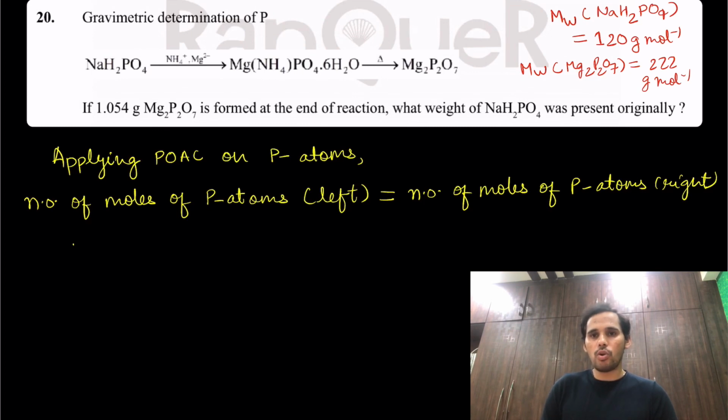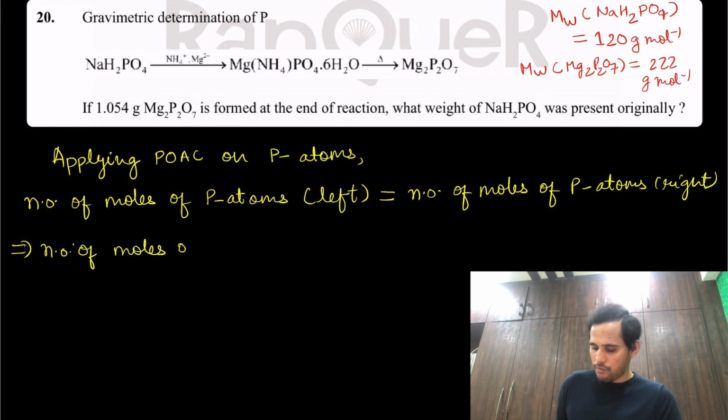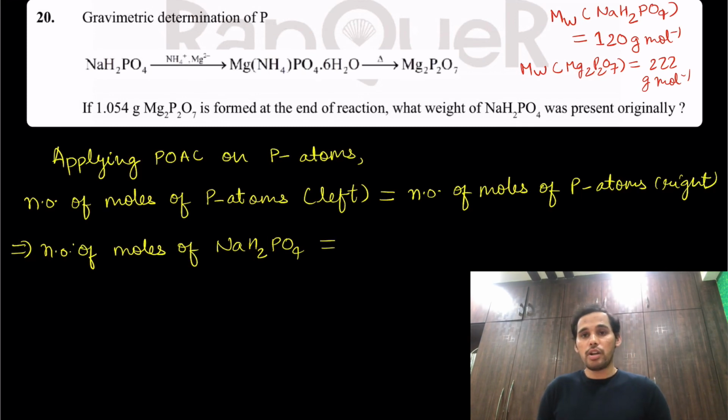And one molecule of NaH2PO4 contains one atom of phosphorus. So two molecules of NaH2PO4 will contain two atoms of phosphorus. So basically whatever is the number of molecules of NaH2PO4 will also be the number of moles of phosphorus atoms. So we can simply write number of moles of phosphorus atoms is equal to number of moles of NaH2PO4 is equal to. What about number of moles of phosphorus atoms in right hand side?